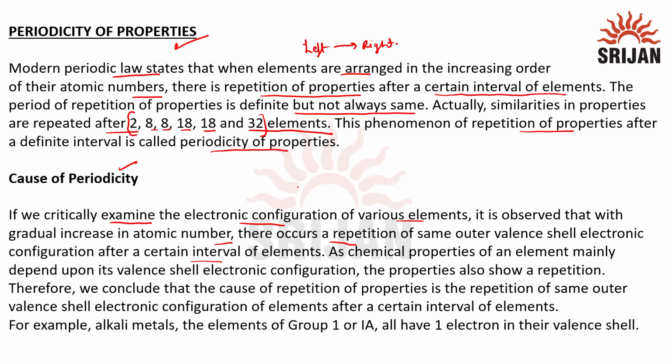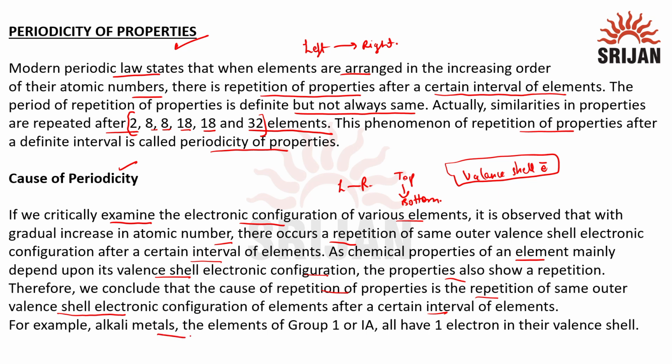So it is saying that if we see the electronic configuration of some elements, from left to right or top to bottom, in whatever manner, we see there is a similarity in the valence shell electrons, and this similarity in the valence shell electrons causes the periodicity, right? As a chemical property of an element mainly depends upon its valence shell electronic configuration, the property also shows a repetition. Therefore we conclude that the cause of repetition of the property is the repetition of the same valence shell electronic configuration of that element after a certain interval of the element.